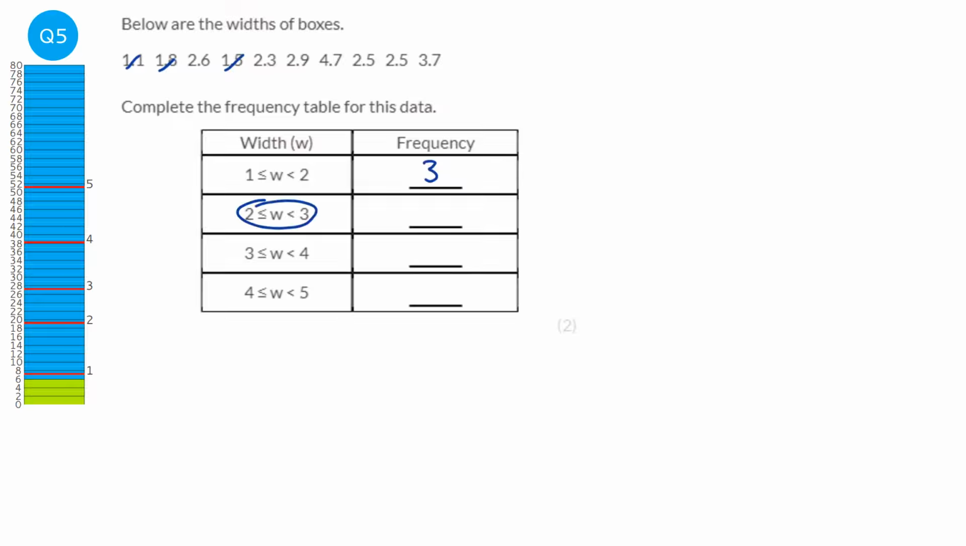This next group says between 2 and 3. So this will be 1, 2, 3, 4, 5. Then we've got between 3 and 4, just this one here. And then between 4 and 5, we have just the 1.